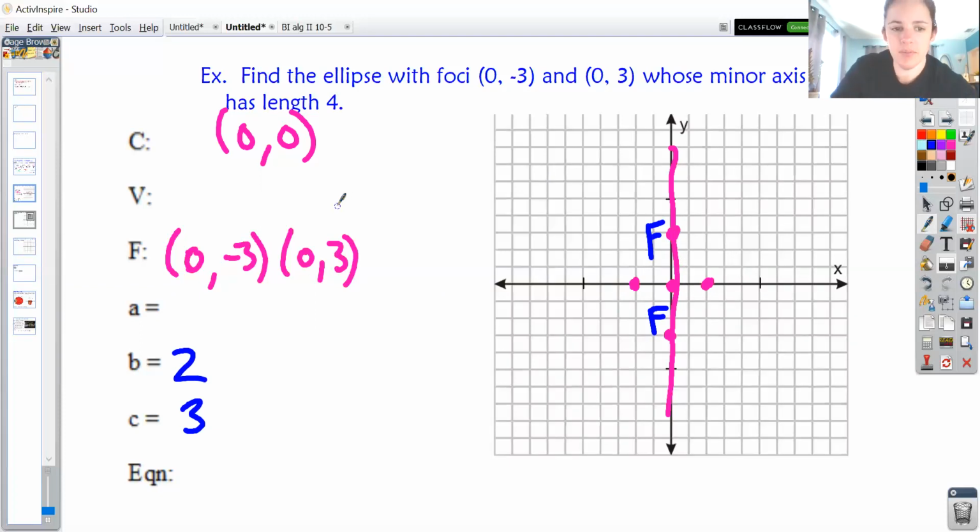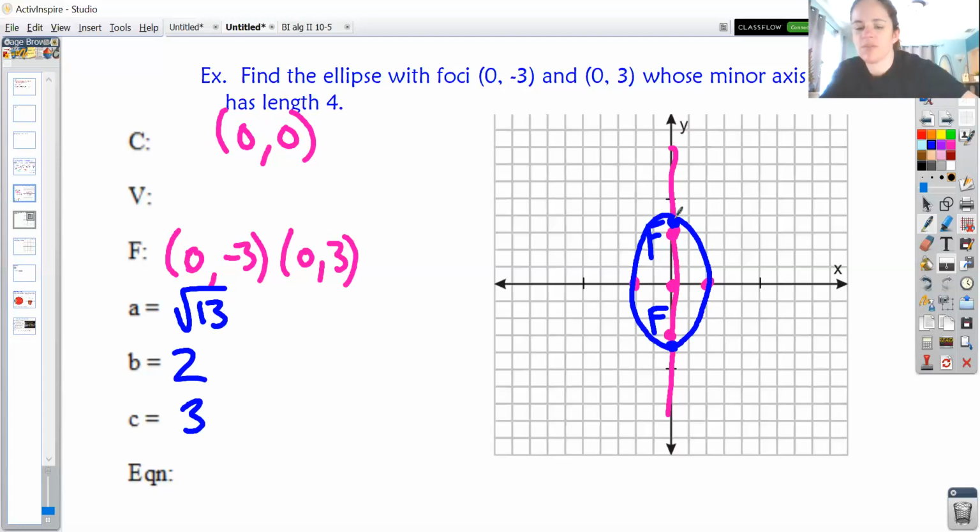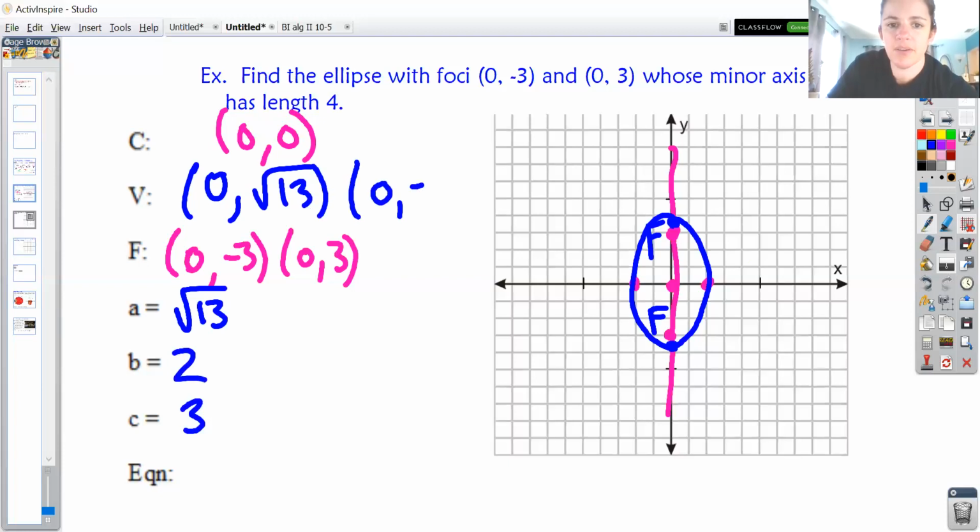And so then using the Pythagorean theorem, B squared plus C squared equals A squared, I get that A would equal root 13, because that's 9 plus 4. And so root 13 I know would be in between 3 and 4 units. So I would go in between 3 and 4 units from the center to get to the vertices. So the vertices would be at, just looking at the graph, (0, positive root 13) and (0, negative root 13).